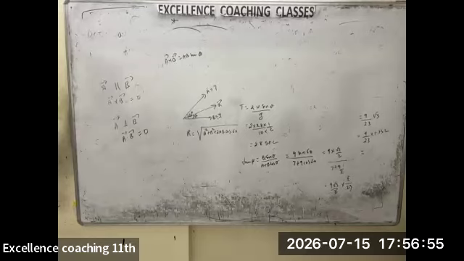A bullet is fired with a velocity of 100 meters per second in a direction making an angle of 30 degrees. So the initial velocity given is 100 and the angle given is 30. Which concept is it? Projectile motion. Calculate the time of flight and maximum height reached. So here take the values directly. You take g as 10, but look at the exam there. If it is not given, you have to take it as 9.8.